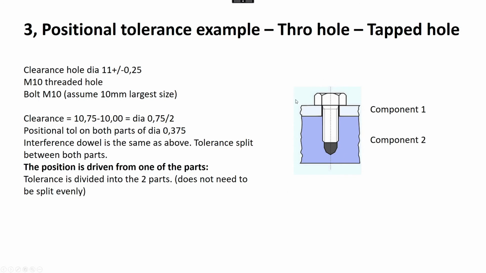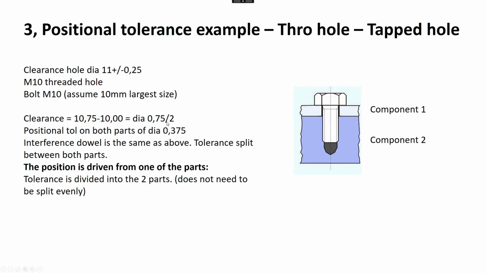So the way this works, it's a slightly different scenario because here the bolt can't find its best centre through two holes. The bottom component is actually driving the position of where the bolt's going to be. So in this case, you've only got half the allowable positional tolerance. So if we work out the clearance, 10.75 minus 10, it's the same as before, 0.75. But in this case, because one component's driving the position, we have to halve the positional tolerance.